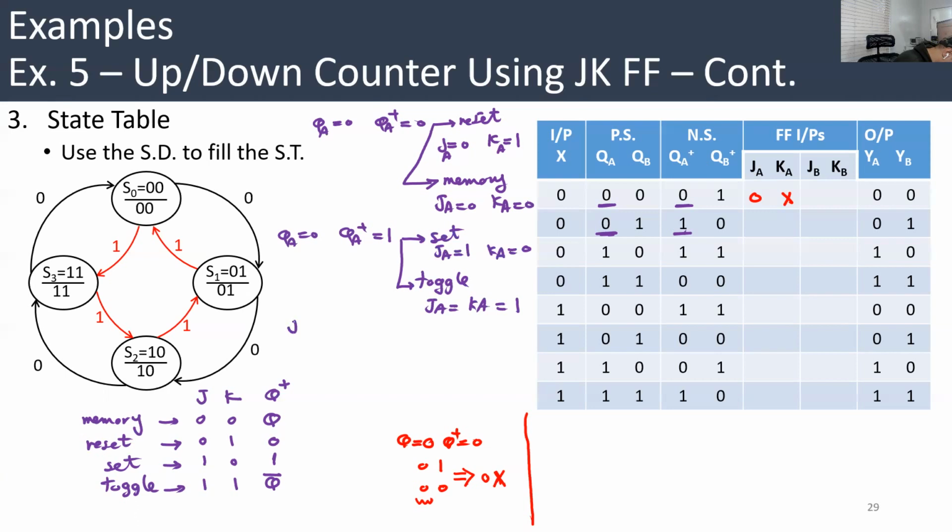Let's do the example again. Look, if J equal to 1, K equal to 1, and Q is equal to 0, then the clock edge comes. What will happen? J and K are 1s. This is a toggle state. So Q plus will be the complement of Q, whatever it is. Q is 0, so the complement will be 1. So Q plus is 1. Good. If J is 1 and K is 0, and Q was 0, and the clock edge comes, this is a set. So whatever Q is, Q plus will be 1.